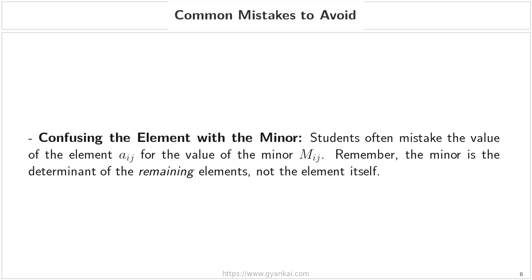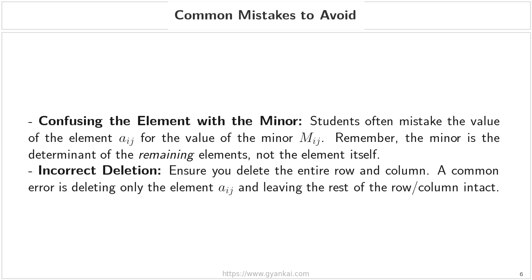Please remember, the element is just the starting point. The minor, which we denote as m sub ij, is the value of the determinant of the remaining elements after you have performed the deletions. Don't stop at the element, you must complete the calculation.